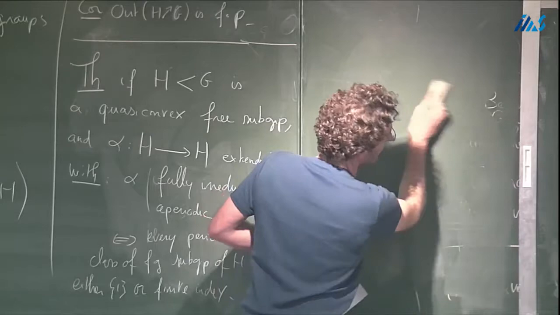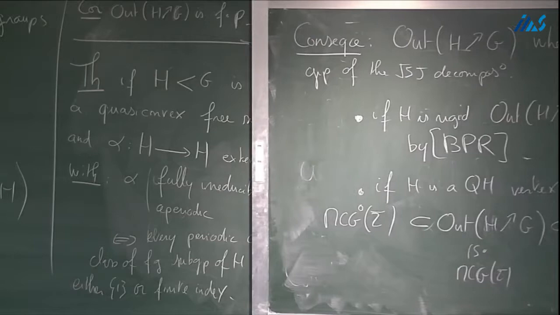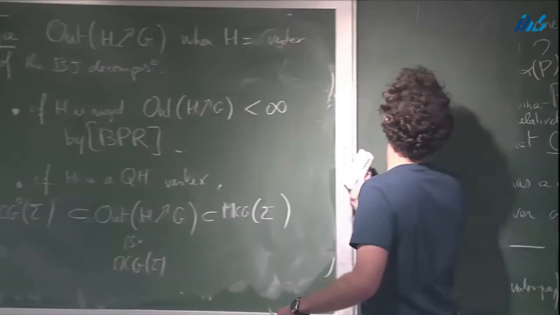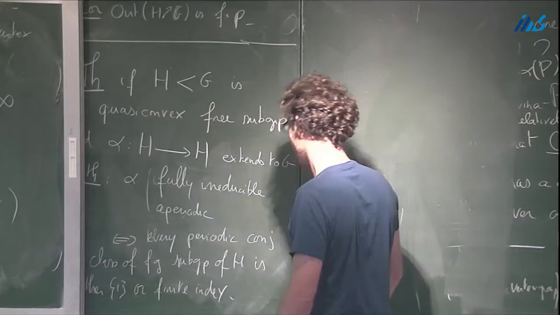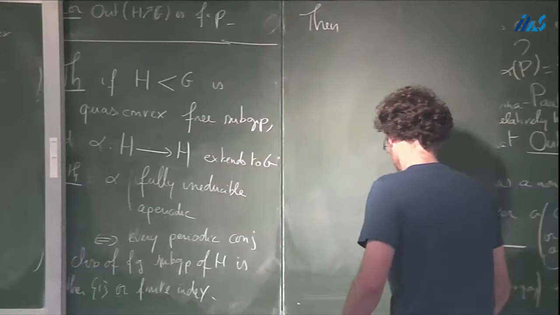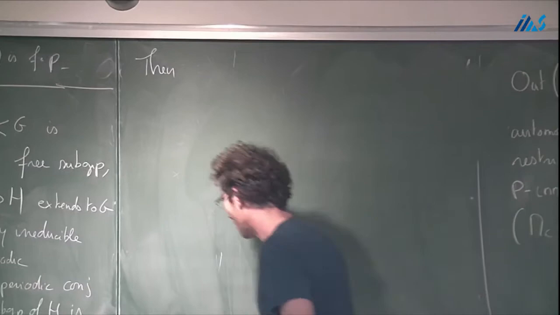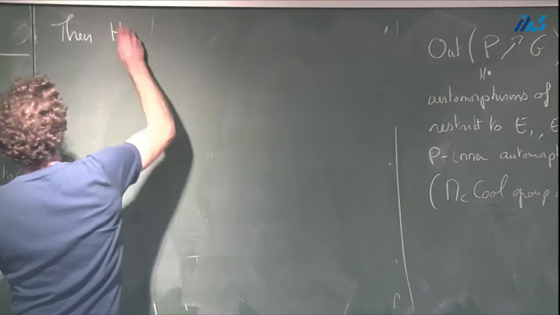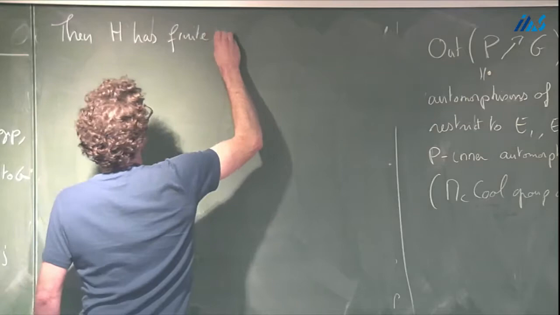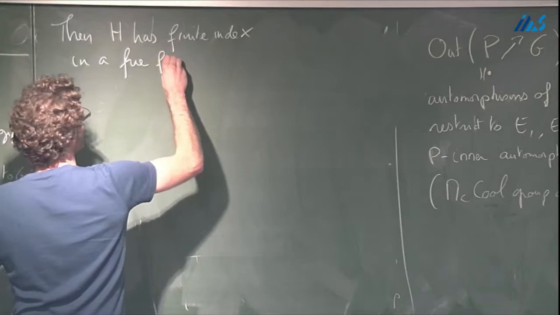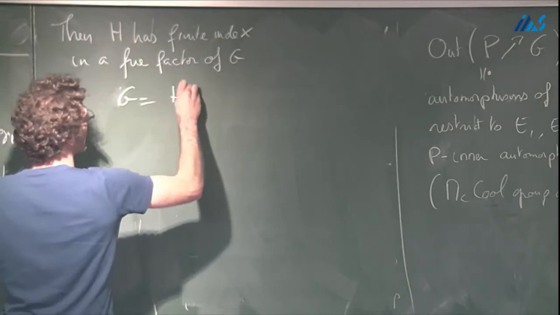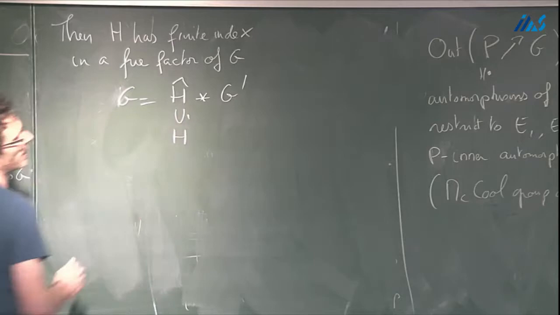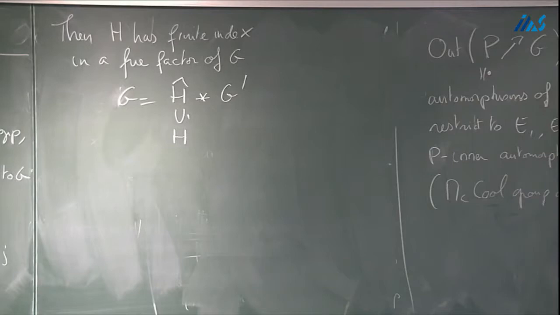And so you can't say the conclusion of the theorem, yes. Then H has finite index in a free factor of G. So you write G as H amalgamated with hyperbolic G prime, and here there is a finite index inclusion here. Okay, so that's right.